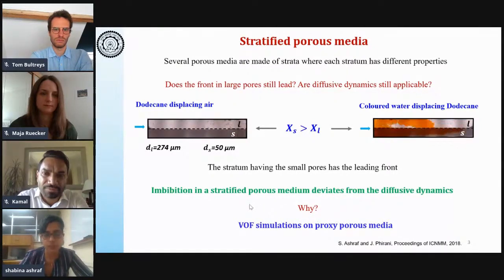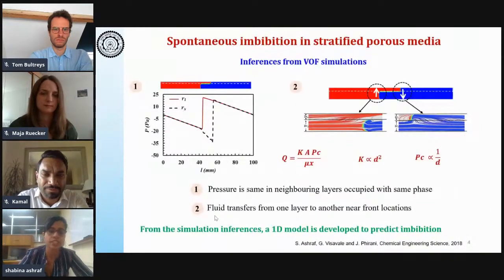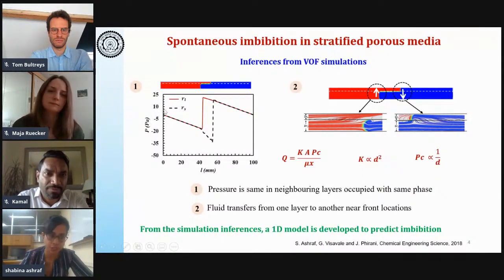To understand this, we went ahead and performed some volume of fluid simulations in ANSYS Fluent, and these gave us some really good insights as to why such a phenomenon occurs. Two of the inferences from the simulations that proved to be very important are: one, when both the layers are occupied with the same fluid, the pressure drop is the same. So here we can see that the pressure drop is the same when both the layers are occupied with the red fluid or both the layers are occupied with the blue fluid.